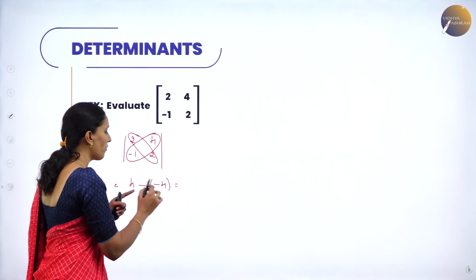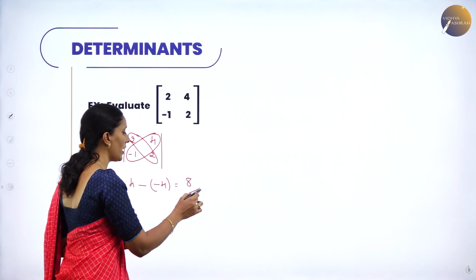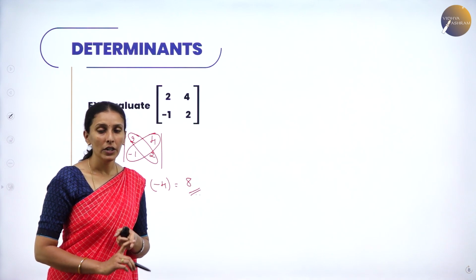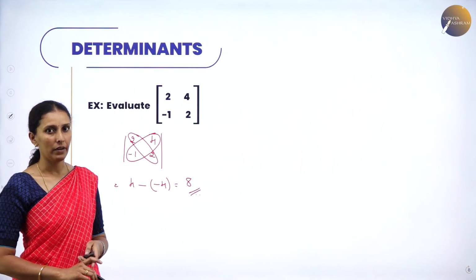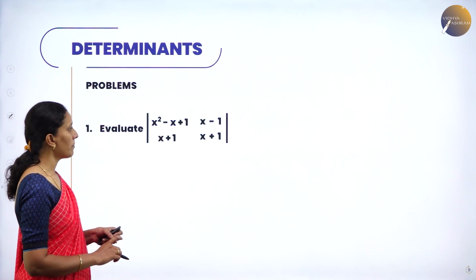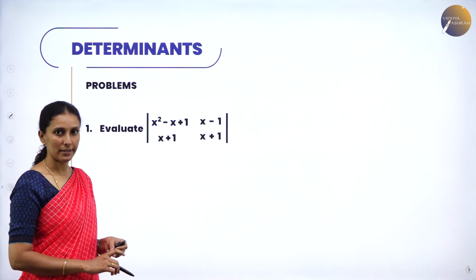So now minus of minus 4 becomes plus 4. 4 plus 4 is 8. So 8 is the number which is associated with the given 2 cross 2 matrix, which is the determinant of the given matrix. Next, evaluate the determinant with rows x square minus x plus 1, x minus 1, and x plus 1, x plus 1.